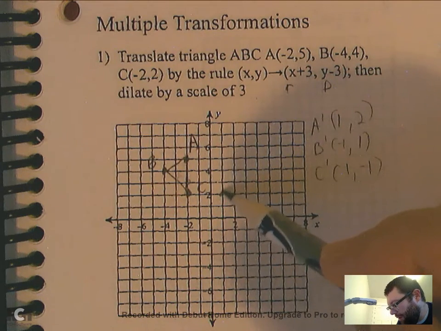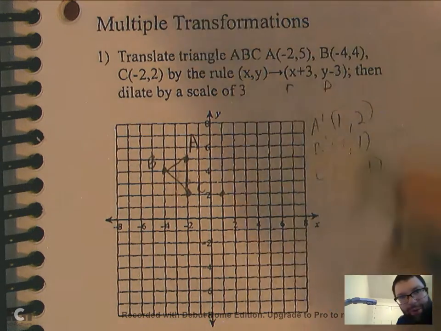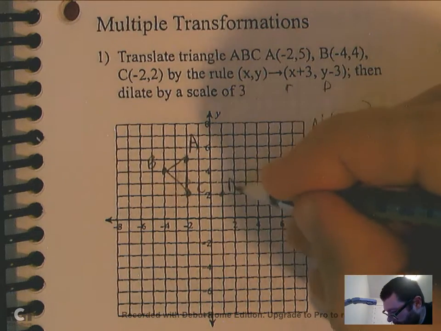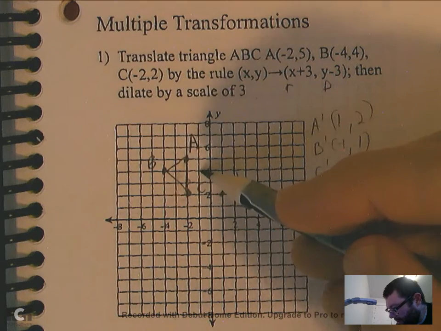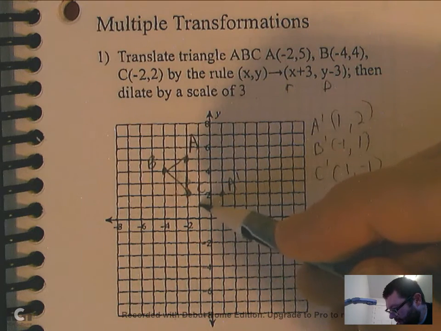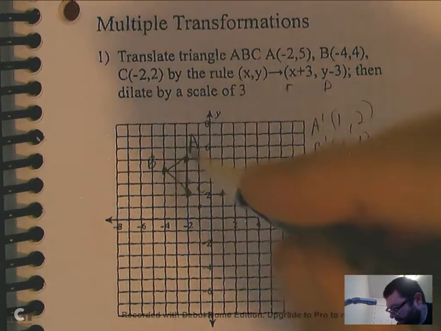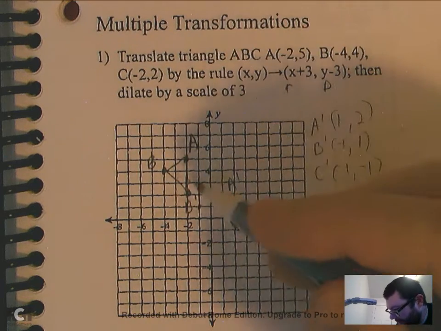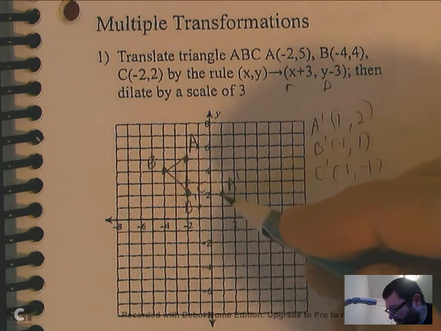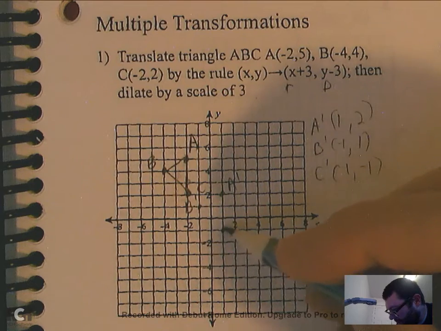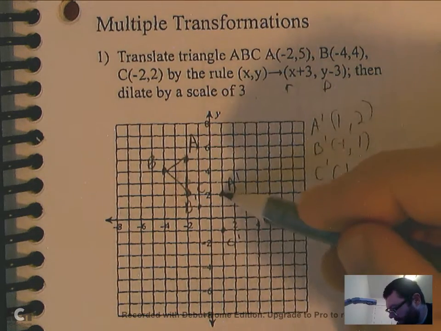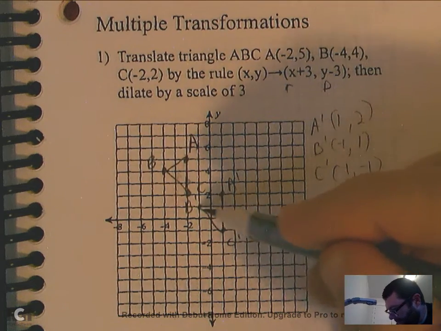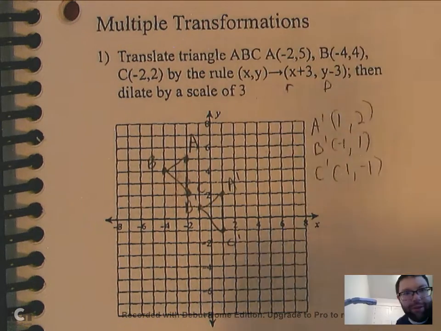Okay? So again, if you just go right 3, 1, 2, 3, and down 3, 1, 2, 3, there's A prime right there at 1, 2, just like it's supposed to be. And then B, 1, 2, 3, 1, 2, 3, -1, 1 is what it's supposed to be. And C, 1, 2, 3, 1, 2, 3, 1, -1 is what it's supposed to be, right? So there's my first transformation. I transformed it once.